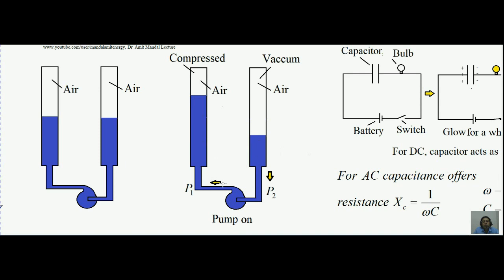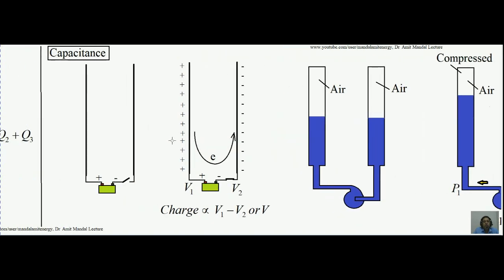At that time the pump will still run, but the water level in both the tubes will be stagnant. So this is equivalent to this capacitor. This battery is pulling the charge from one plate and pushing it toward the other side. Ultimately, when the plates are saturated with the charge, no more charge transfer will take place. Although the battery is trying to take the charge from one plate to another, saturation has come.